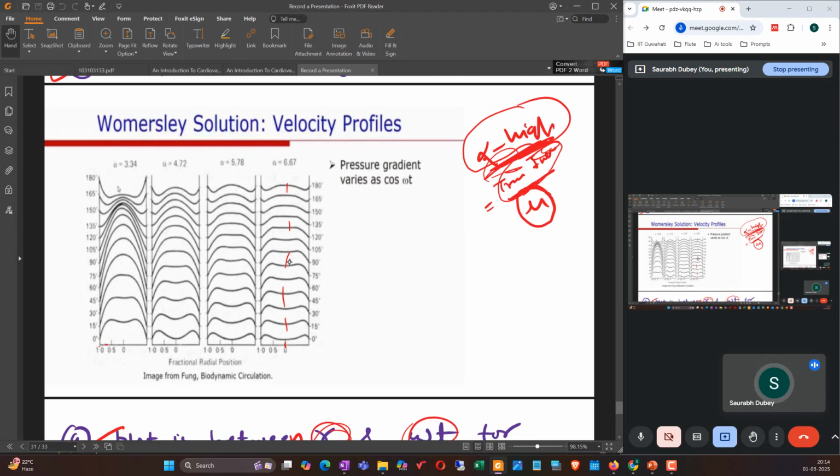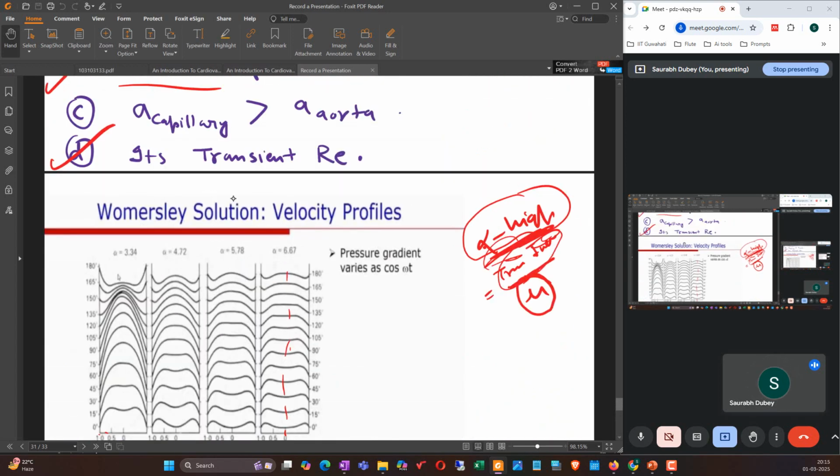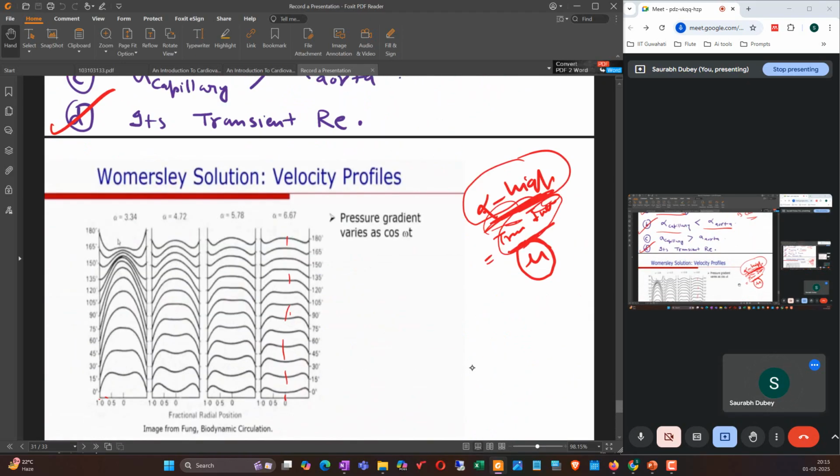By this, biodynamic circulation has been explained here. The pressure gradient varies as cos omega t. So it's sinusoidal, right? And here the plot between this omega t for varying area, it is correct. So all of the options were correct. Where low alpha means parabolic profile, large alpha means flatter profile, high alpha, smaller gradient at center. Inertial influences more. The B option, inertial influences are less, viscous influences are more. Why? Because alpha is low means viscous influence is high, as it is inversely proportional. If you see here, it's inversely proportional to the viscosity, right?